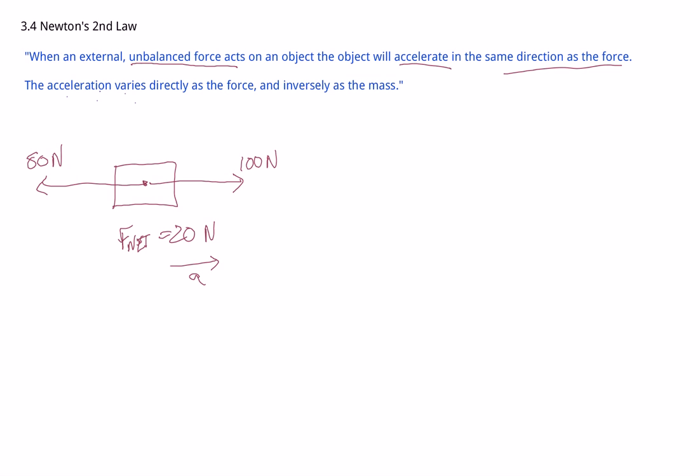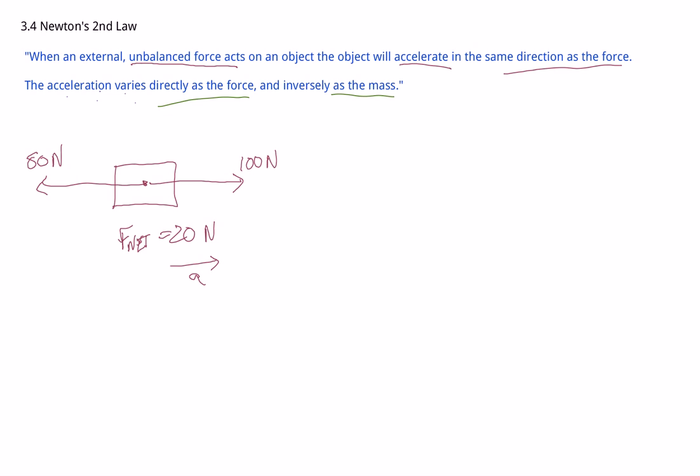And then the second part that Newton came up with, that is probably the key to Newton's second law, is he calculated that the acceleration is going to vary directly as the force. So that means the larger the force, the larger the acceleration, which makes sense, right? If you push harder on something, it's going to accelerate more. And the second part says inversely as the mass. So as your mass gets bigger and bigger, the acceleration is going to get smaller and smaller, which also makes sense because if you have something really heavy, it's going to be hard to move it.